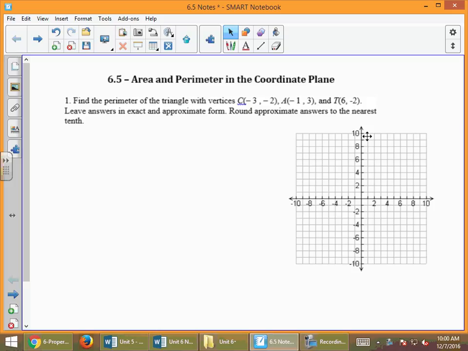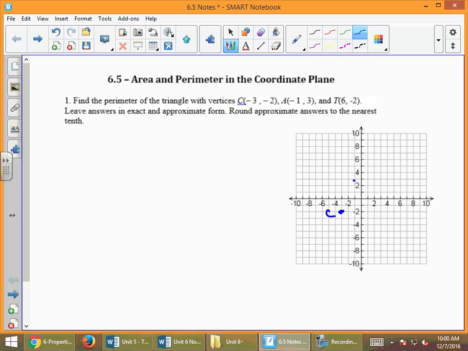So we need both. So what's going to be one helpful thing for us to do? What should we do with these points? Grab them. Plot them. Go ahead. Plot and label. So we have (-3, -2), that's C. We have (-1, 3), that is A. And we have (6, -2), that is our T. And we need to find the perimeter.